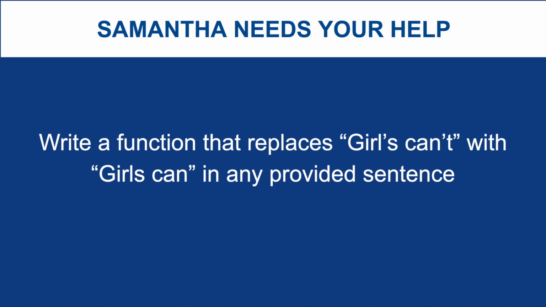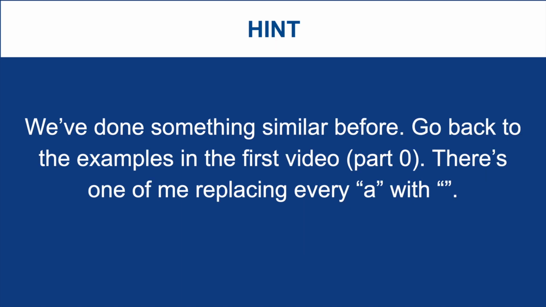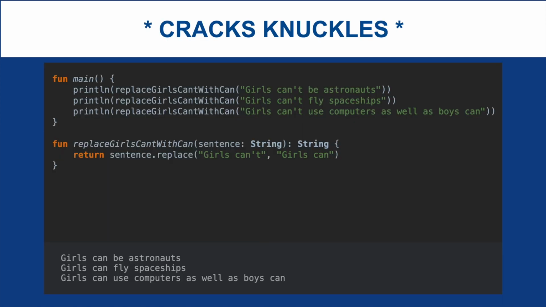So this is something that we could actually do with functions. So here's a hint. We've actually done something like this before. Go back to the examples in the first video, part 0. There's one of me replacing every A with nothing. That's what the quotes mean, with nothing in between them. So if you were able to figure that out on your own, that's awesome. But just in case you weren't, here's the code that's going to rescue Samantha.